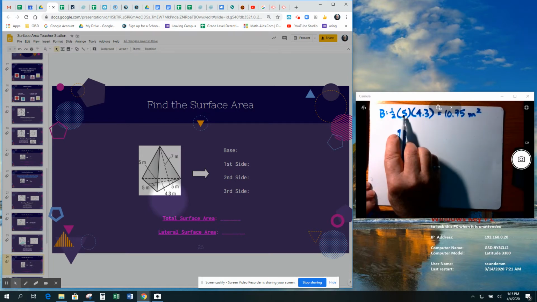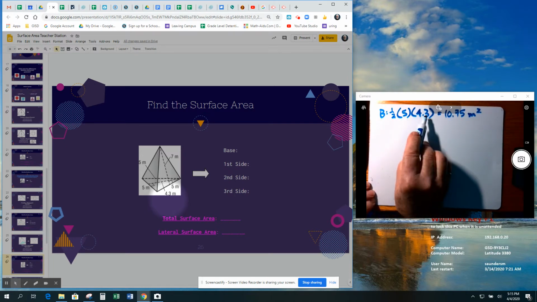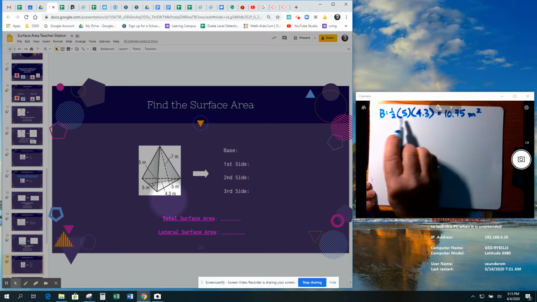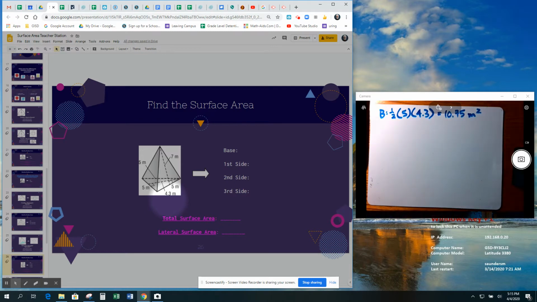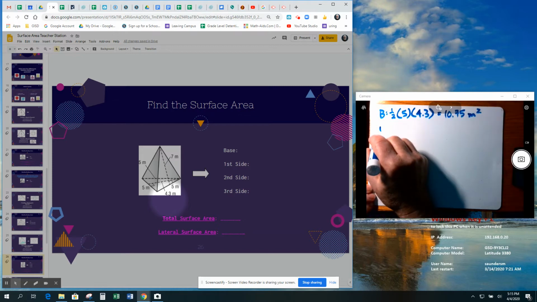So what I did was 5 times 4 is 20. 5 times 0.3 is 1.5, so 21.5. And I divided that by 2. That gives me 10.75. If I multiply that times 2, that's 1.5, that's 20, so 21.5. Yep, that works out. Okay, then my 3 sides are the same. So I'm going to say 1, 2, and 3. These are all the same.